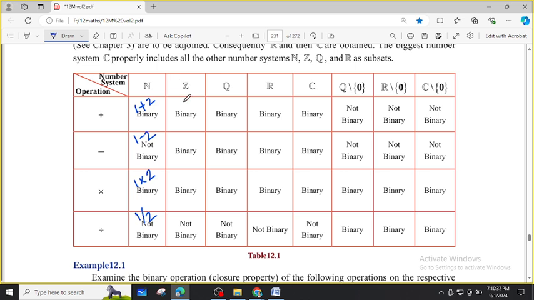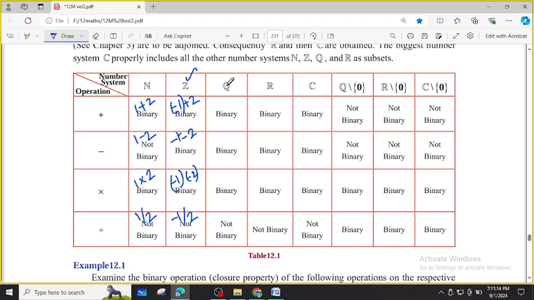Integers: you take two integers, suppose minus 1 and minus 2. When you add or subtract, again it is an integer only. When you multiply, again it is an integer. So for integers, addition gives an integer, subtraction gives an integer, multiplication gives an integer, whereas division is not an integer. If you take minus 1 divided by 2, it is not an integer.